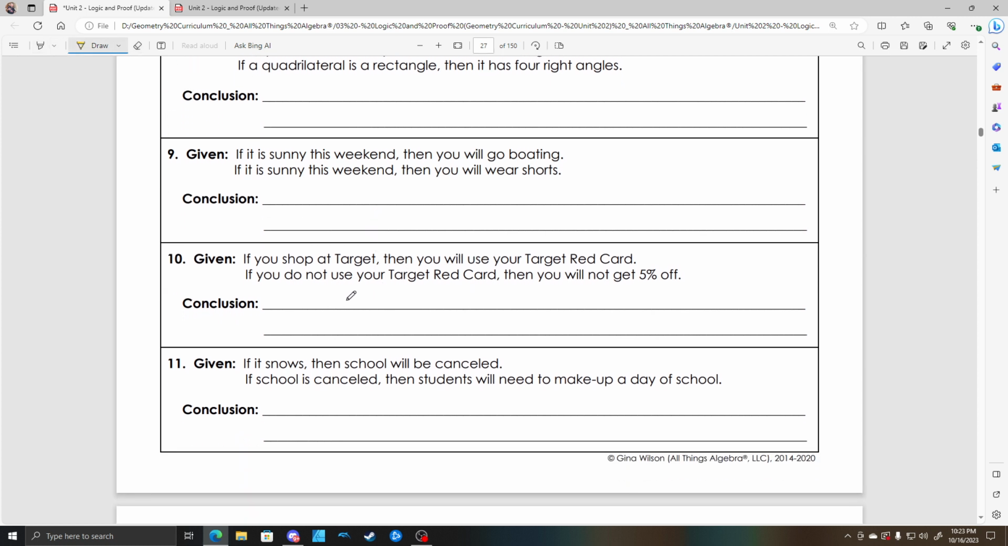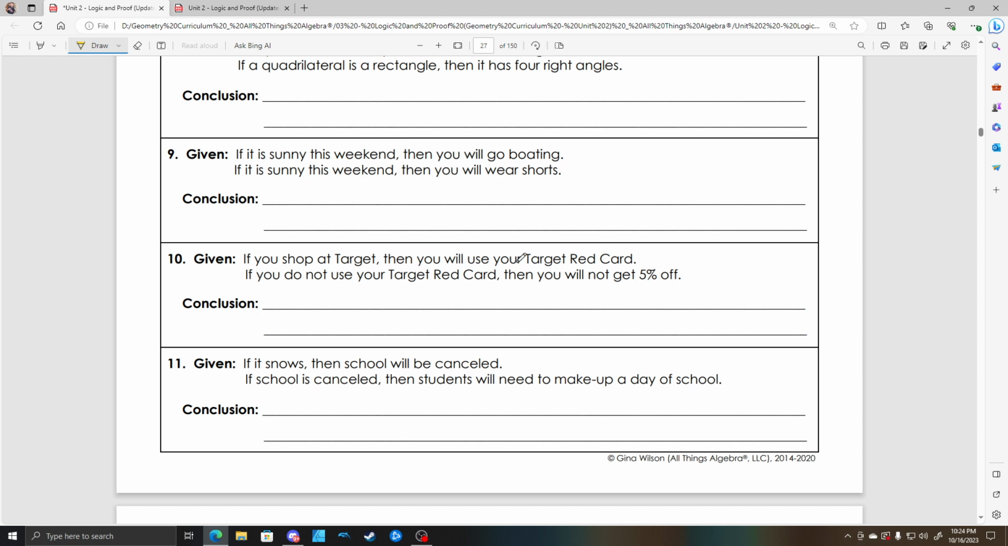All right, so let's look at number 10. If you shop at Target, then you will use your Target red card. If you do not use your Target red card, then you will not get 5% off. Now, the only conclusion you could probably make, even if you tried, would be to negate the first part somehow, but I'm telling you, this is a trap. It doesn't work. So you can't say if you shop at Target, then you will not get 5% off, because these two statements do not connect logically.